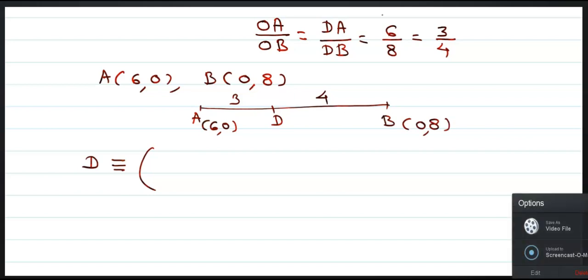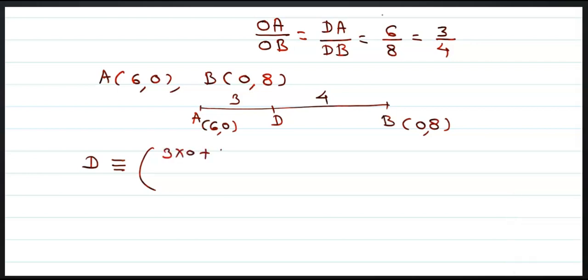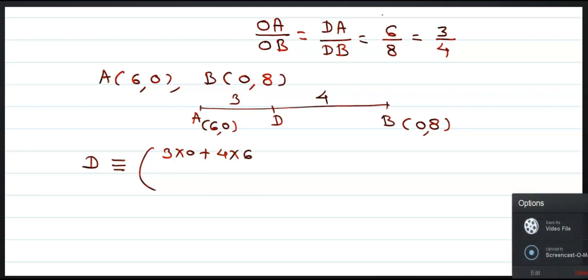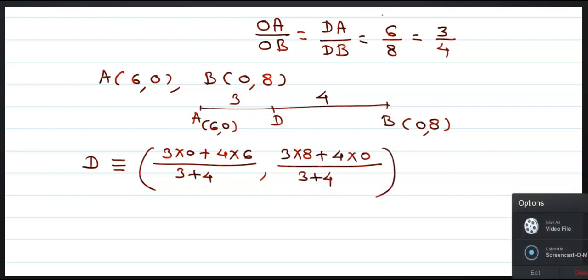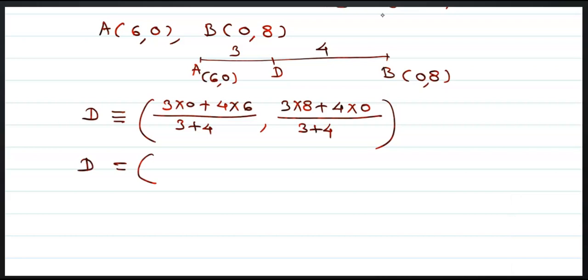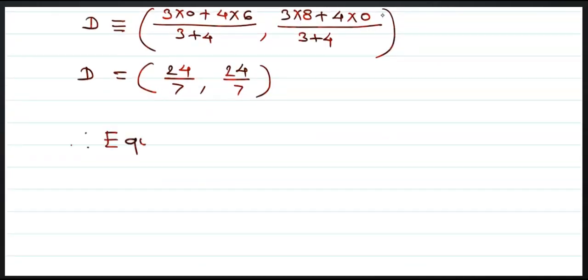Now this is the figure. 3 into 0 plus 4 into 6 upon 3 plus 4, and 3 into 8 plus 4 into 0 upon 3 plus 4. That is (24 upon 7, 24 upon 7). This is the coordinate of the point D.